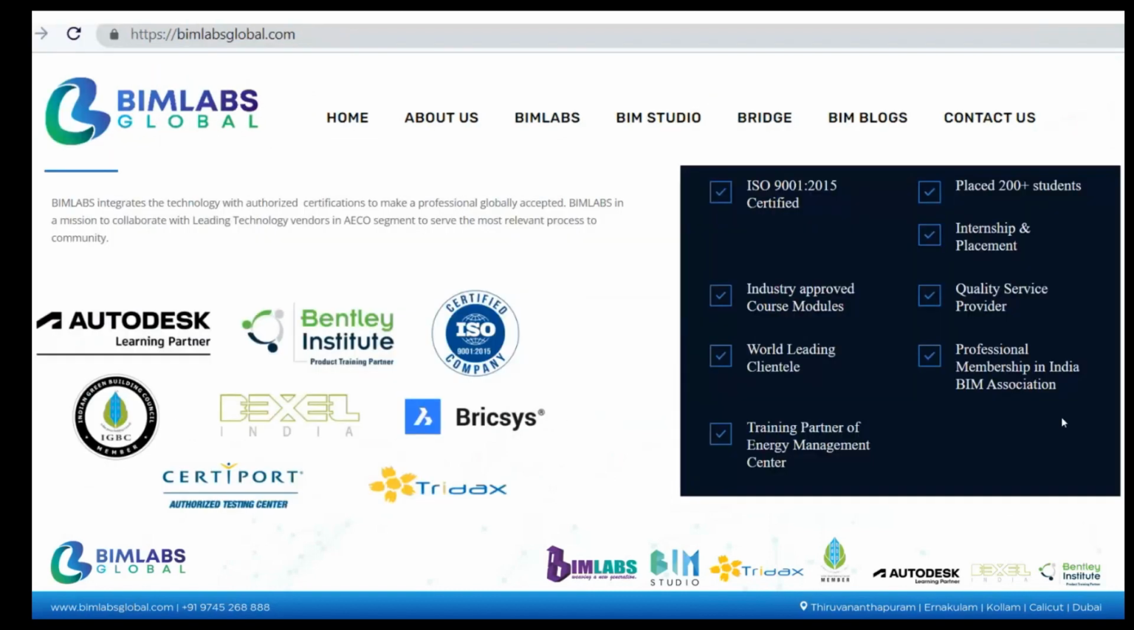So these are the certifications and associated partners of Bimlabs Global. We are partners of Autodesk, Bentley, etc. And these are the certifications. Now let's move to today's topics.